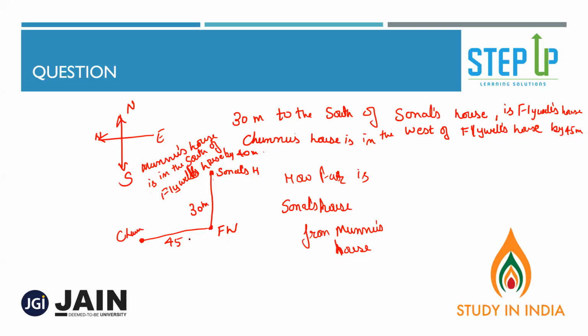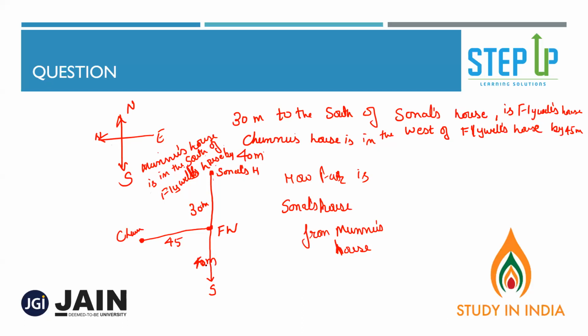So now who had asked that question to me? Not understanding. Sorry, people, I was dictating also. Lakshmi. So Lakshmi, now Plywell's house will be the reference point. Now from Plywell's house, Munnu's house is in the south of Plywell's house. So south of Plywell's house will be here and Munnu's house is by 40 meter. This is by 40 meter. All right. So this is 40 meter.